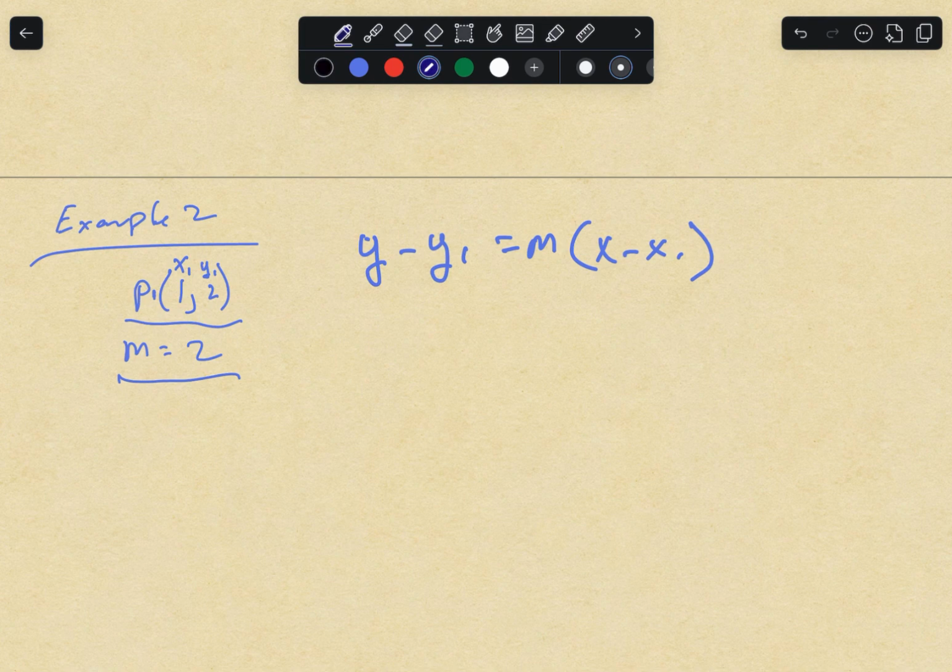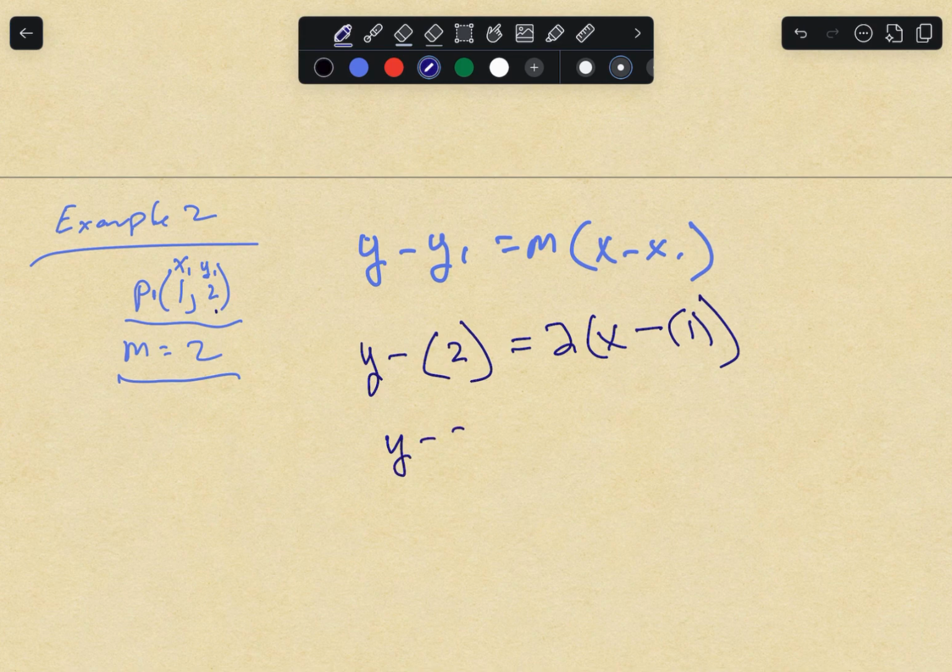Now we have y sub 1 here, x sub 1 here, and m here, so let's write them all out. We start with y minus y sub 1. Y sub 1 was 2. Next, the slope is 2, times x minus x sub 1, which is 1.